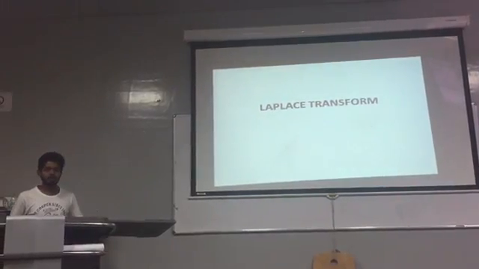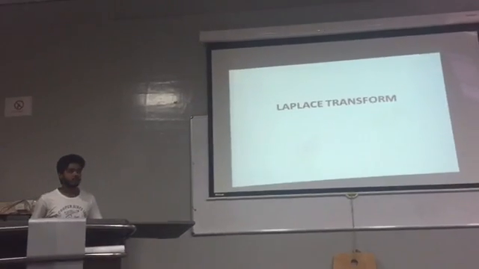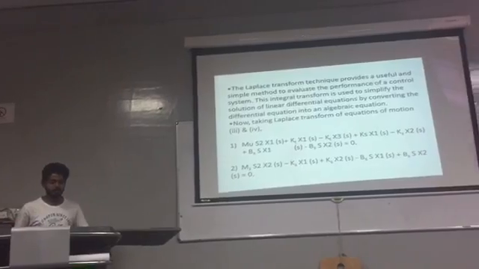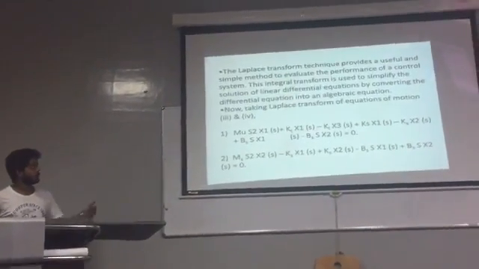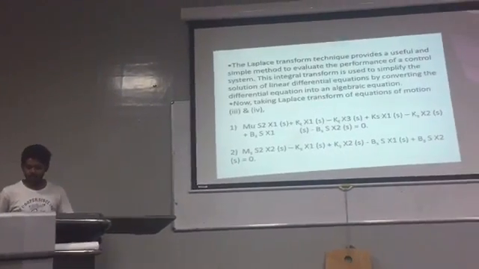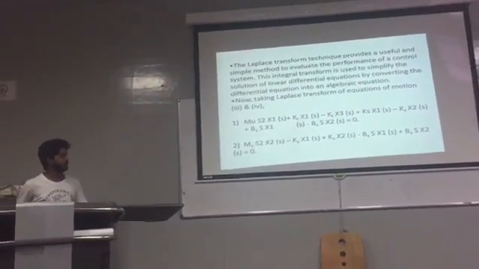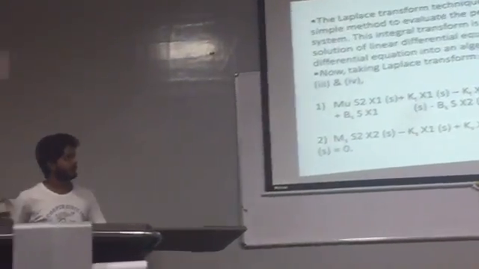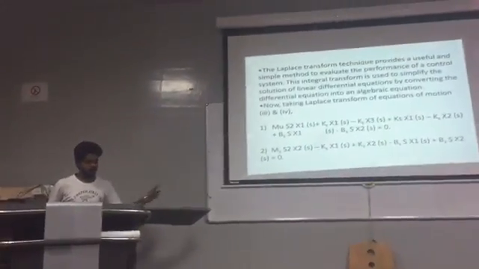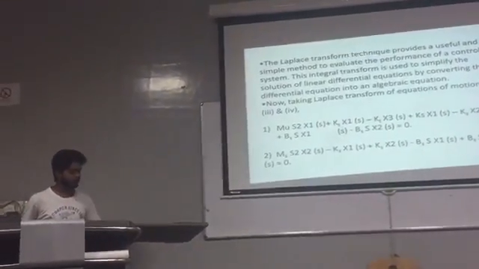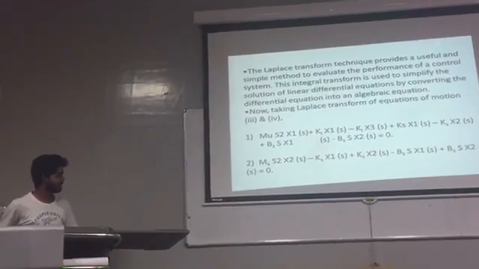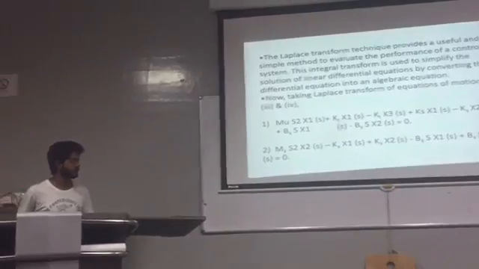Hello guys, I am Padmanabh, and now I will continue the presentation with the Laplace transformation. The Laplace transformation technique provides a useful and simple method to evaluate the performance of a controlled system. This integral transform simplifies the solution of linear equations by converting differential equations into algebraic equations. Now, taking the Laplace transform of equations of motion 3 and 4, we get these two equations. In these, mu is the unsprung mass, kt is the tire stiffness, ms is the sprung mass, bs is the damping coefficient, and ks is the spring stiffness.